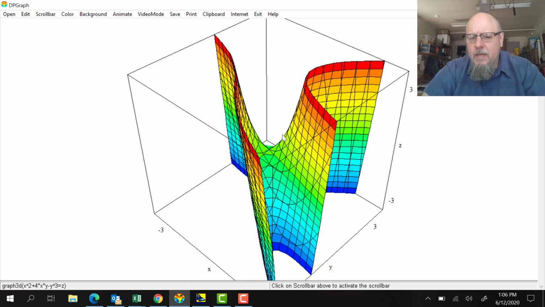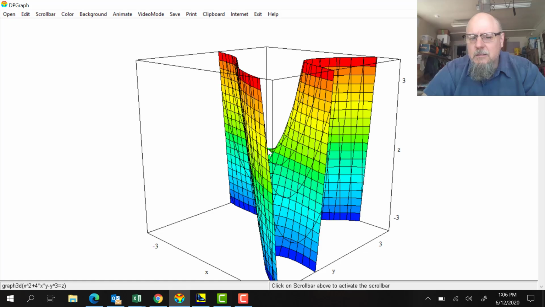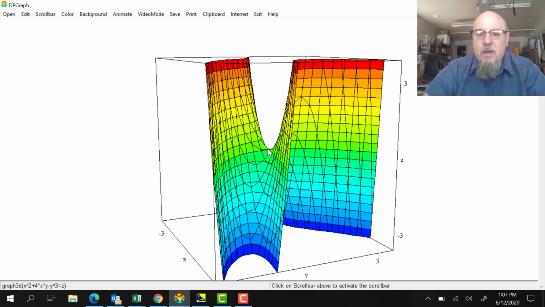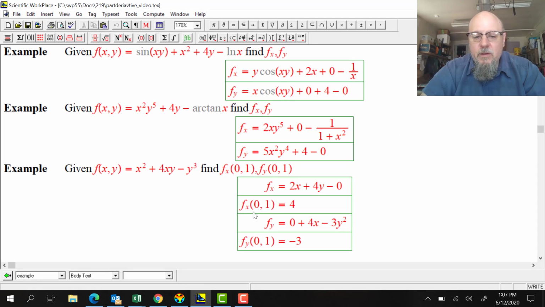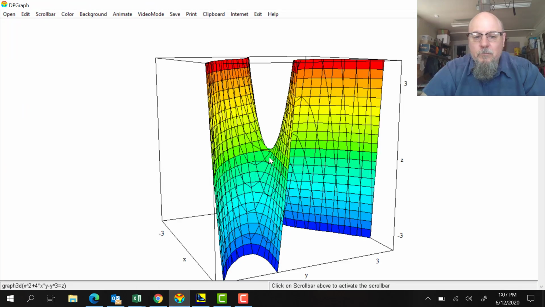Just for some foreshadowing, it looks like right here in the middle of what looks like a bent saddle, the slope is 0 in the x direction and 0 in the y direction. There's a place here where both slopes are 0. Going back to the derivatives, if I made x equal to 0 and y equal to 0, this slope would be 0 and this slope would be 0. So it's the only place where both slopes are 0, and I see that. This is what I'm going to call later a saddle point.